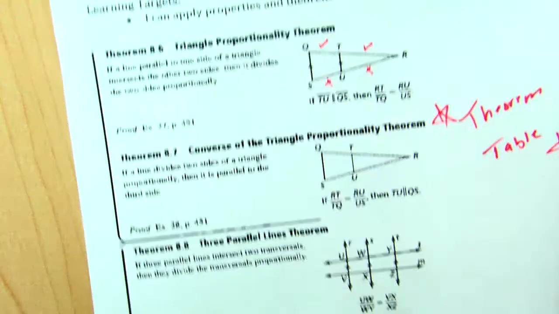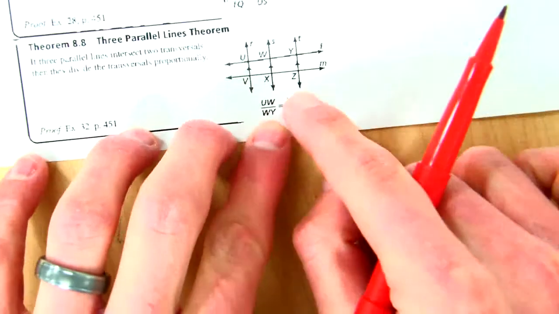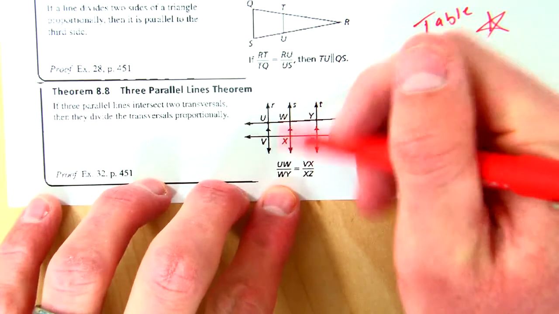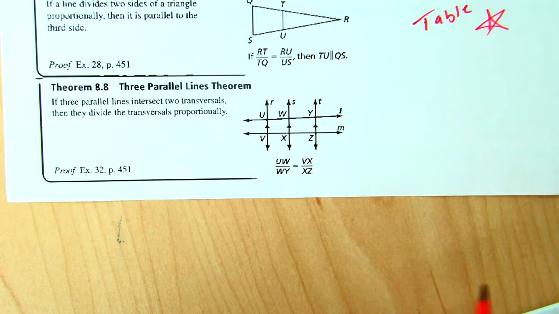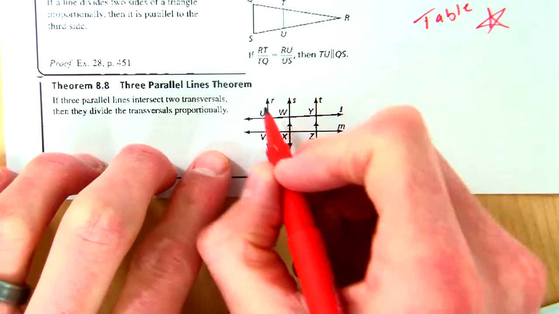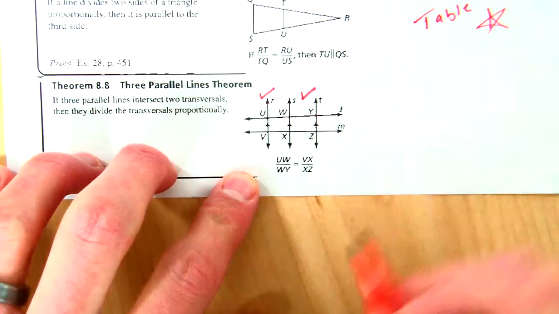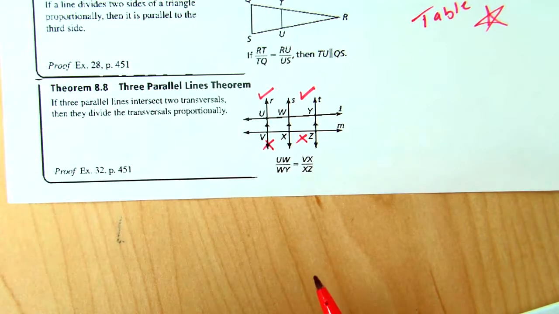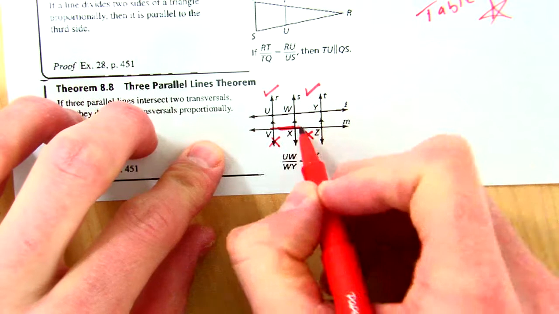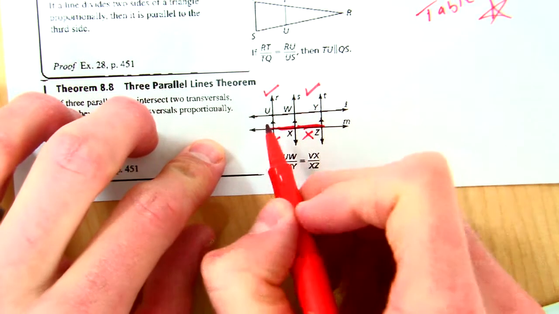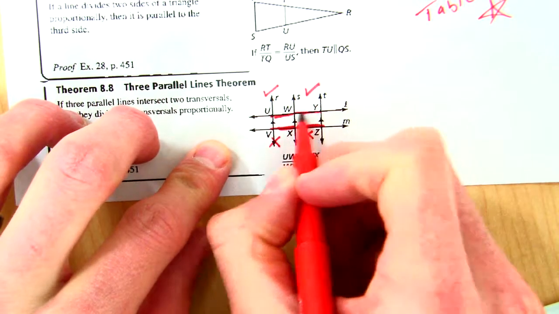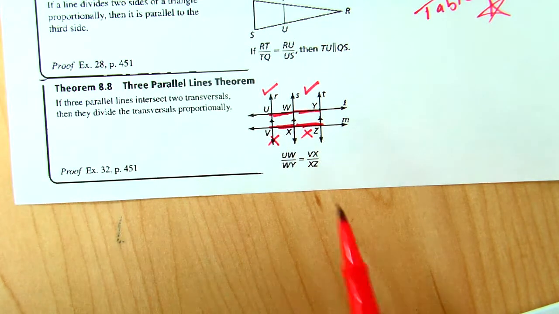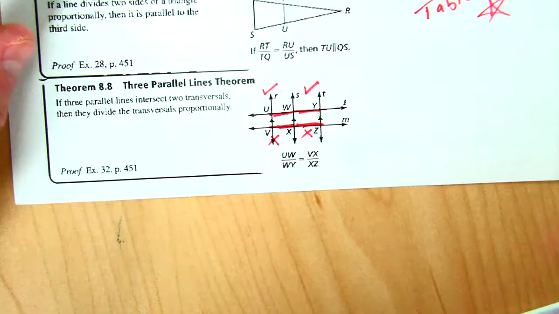Very similar to that, now we don't have two parallel lines, we actually have three parallel lines in theorem 8.8 here. Once again though, if you have three parallel lines, it's going to cut this thing up proportionally so that this side over this side will be proportional to this side over this side. So the XY over XZ ratio will be the same as the ratio of UW to WY, which is written down here. Once again, just setting up proportions, make sure these get in your theorem table.